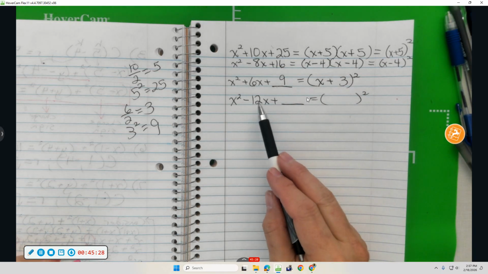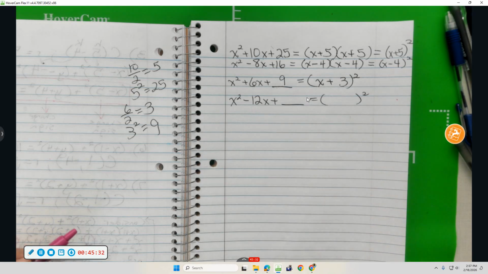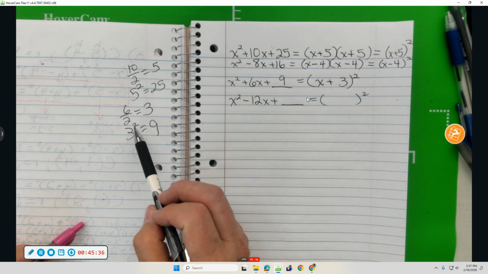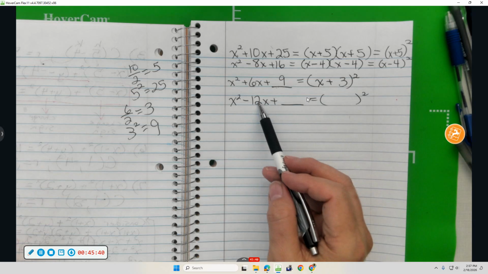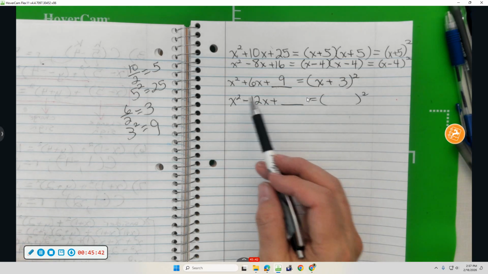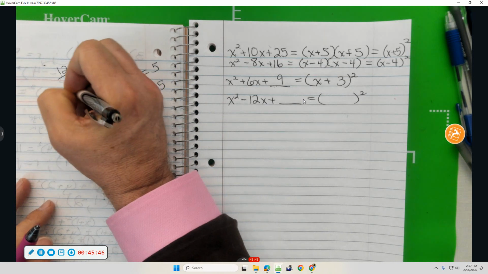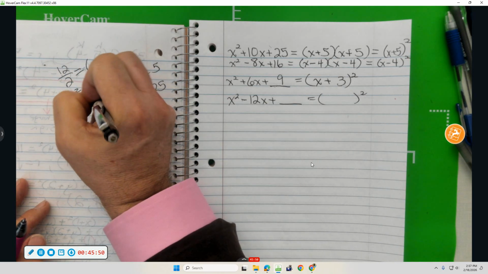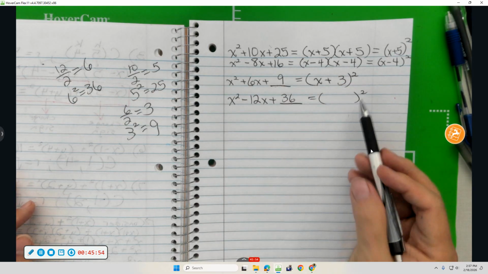Half of 12 is 6. You say, well, that's a negative 12. But remember, once I take half of that number, what do I do? Square it, so it becomes positive anyway. So I don't even take into account that minus right now. I just say half of 12 is 6. 6 squared is 36. So I put the plus 36 there. How will it factor?